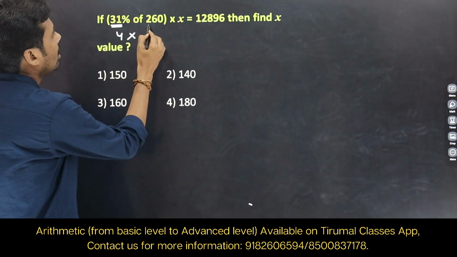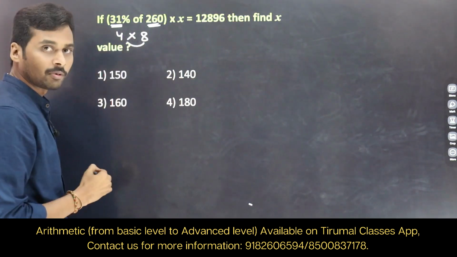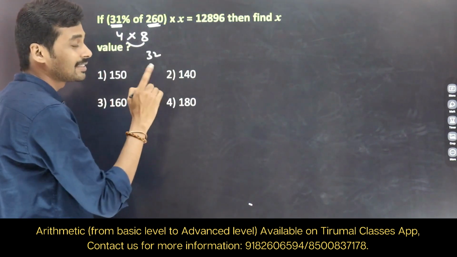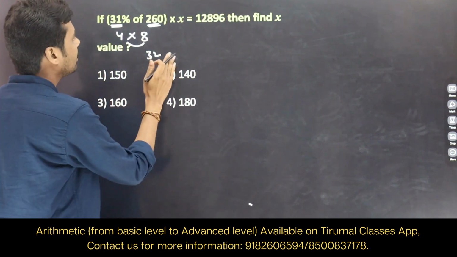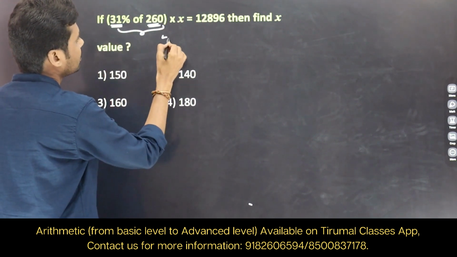Half means 2 plus 6 plus 0, which means what? 8. 4 into 8 means what? 32. 32 means what is the single equivalent digit sum? 3 plus 2 is 5. Can I write it directly? So this is nothing but what? This total expression is 5.